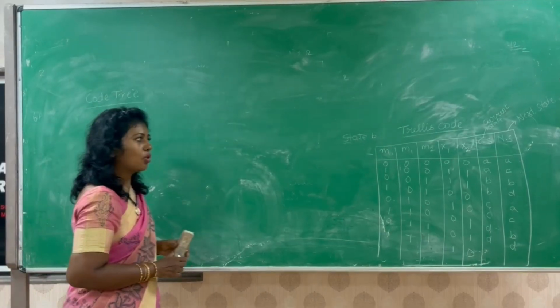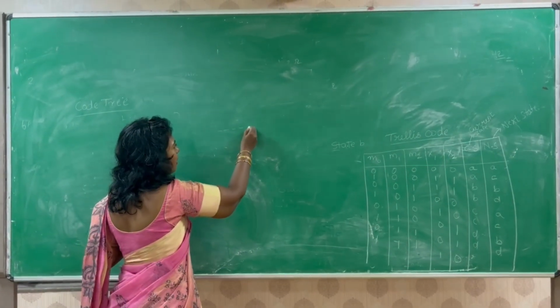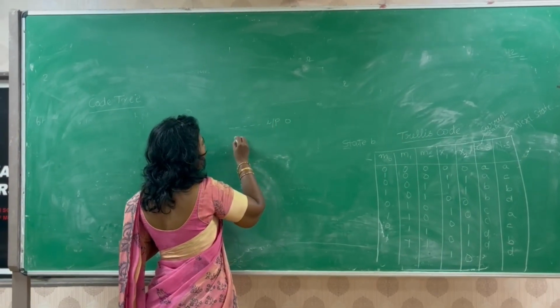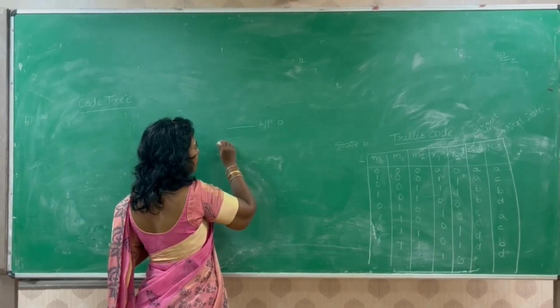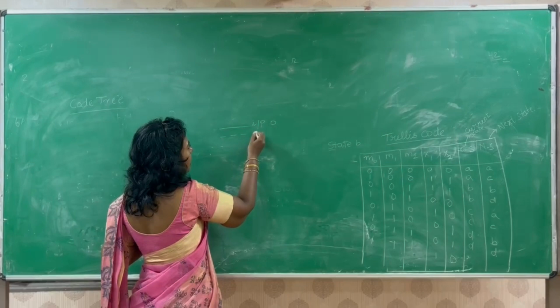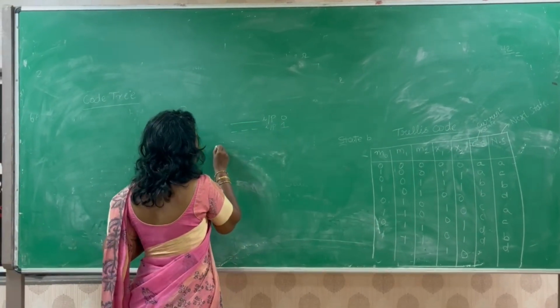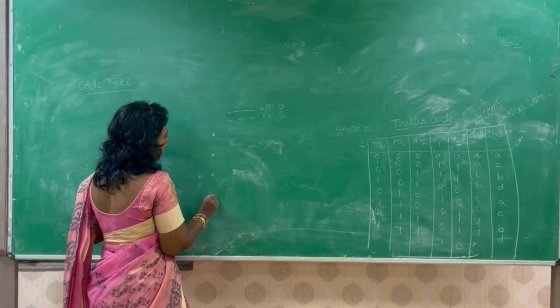Before drawing the trellis code, we have to keep this in mind. The solid line represents input bit 0. The dashed line represents input bit 1. So we have 4 states A, B, C, and D.